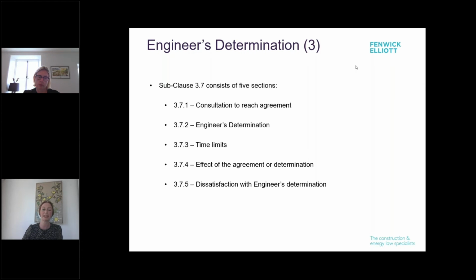And subclause 3.7 consists of 5 sections, which I've just set out there. The first section really is the obligations to try and reach agreement, try and consult with the parties and see if they can be moved towards each other. And there's a set period in which the parties can do that. Then if agreement's not reached, 3.7.2 concerns the engineer's determination. Point 3 is the time limit. Point 4 is the effect of the agreement or determination, and it also provides for what happens if there are any errors in the engineer's determination. And then 3.7.5 provides for the next step. So what happens if the parties aren't happy with the engineer's determination?